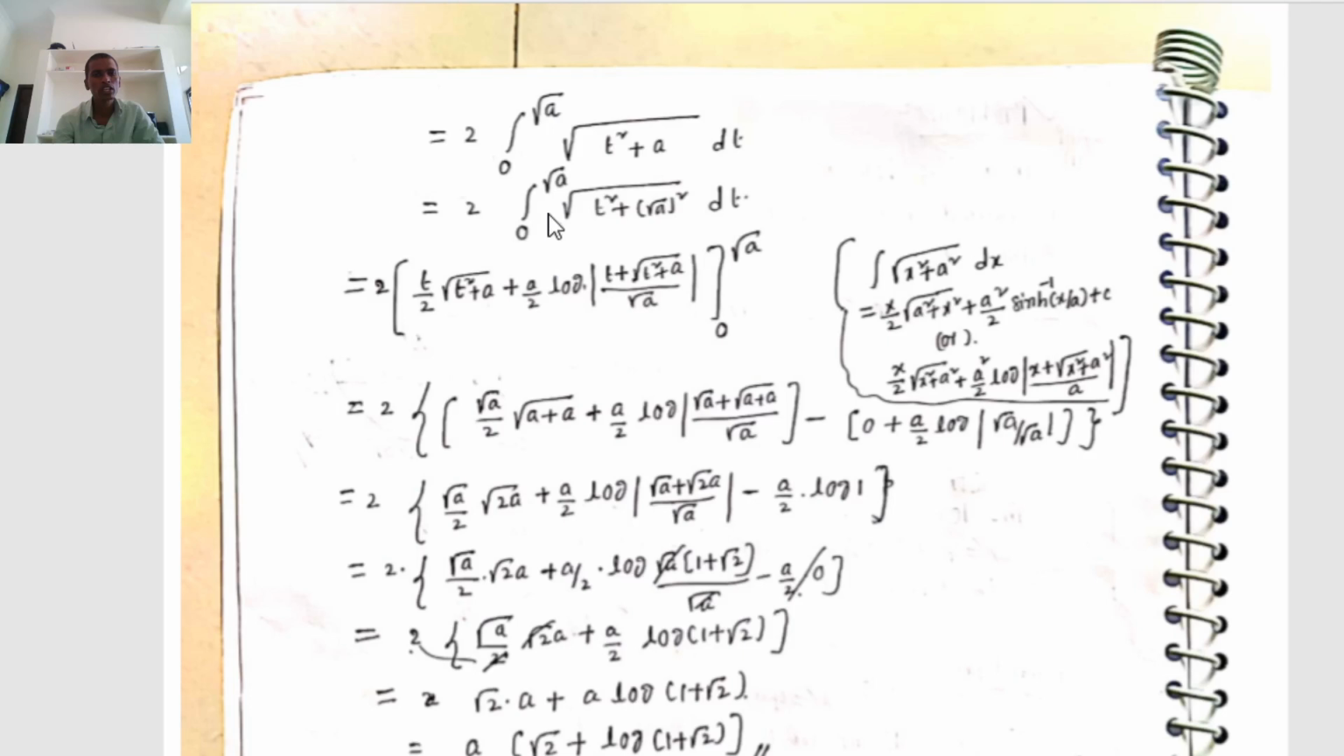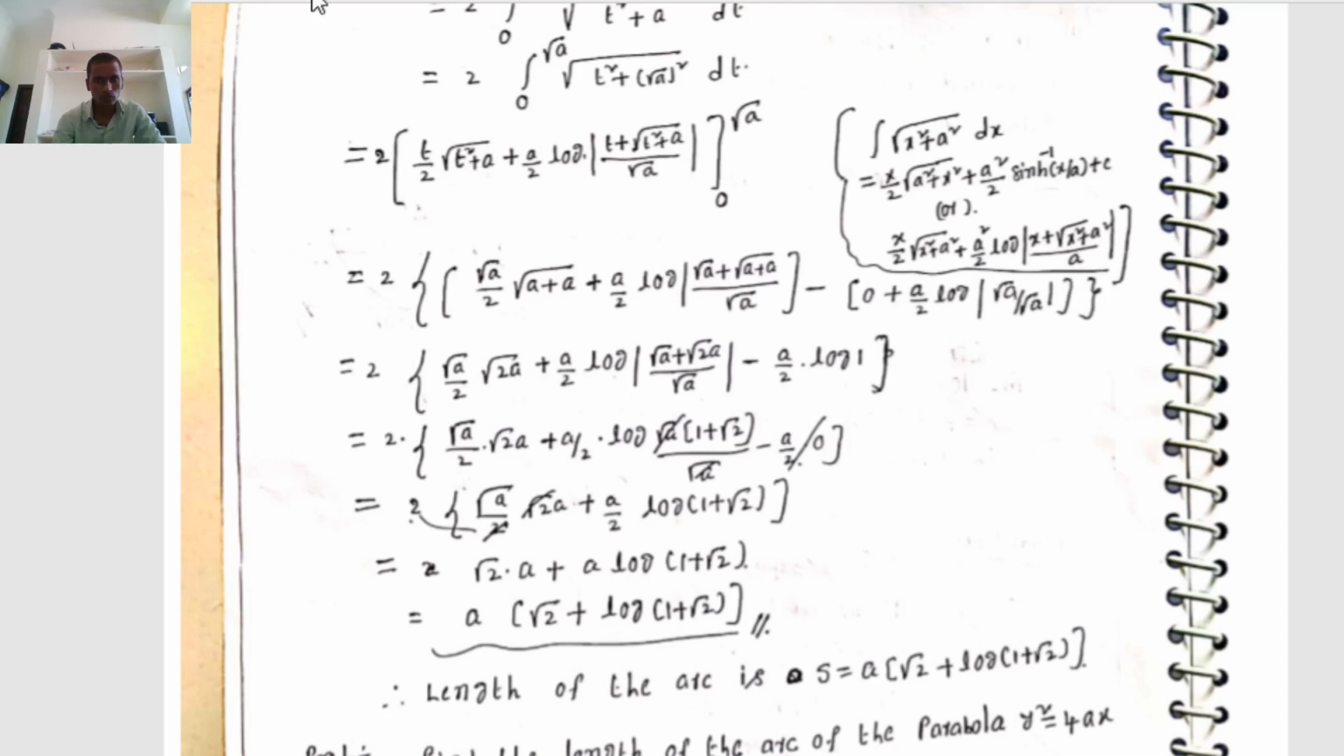Here a can be written as root a whole square, so we get 2 into the integral from 0 to root a of the square root of t square plus root a square, dt. This is in the form of the integral of the square root of x square plus a square dx, which equals x by 2 into the square root of a square plus x square, plus a square by 2 into sinh inverse of x by a plus c, or x by 2 into the square root of x square plus a square, plus a square by 2 into log of x plus the square root of x square plus a square, by a. Here we use the second one.